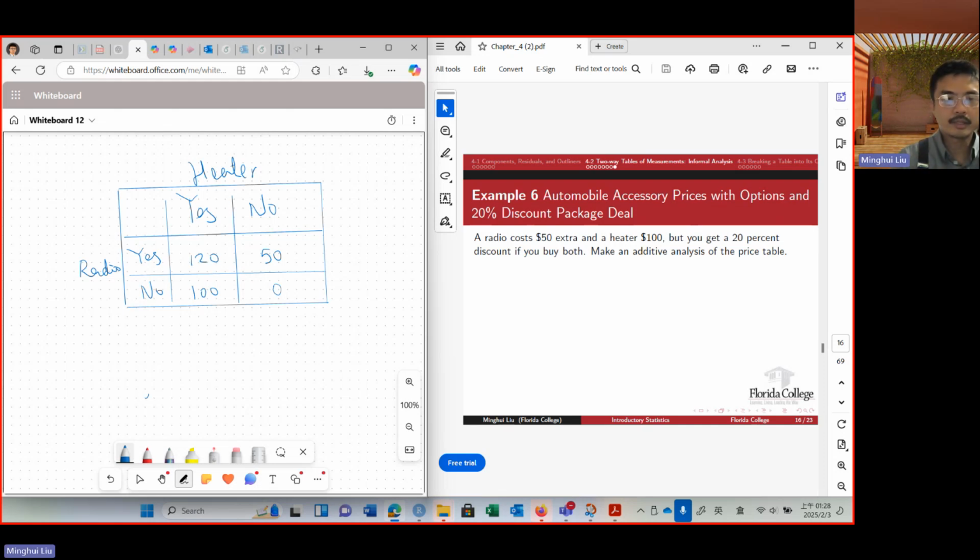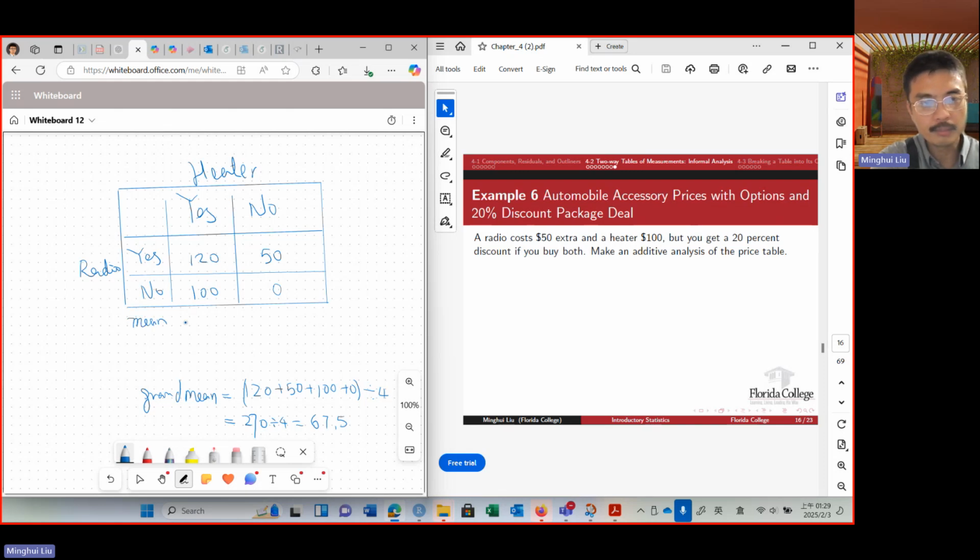So in order to understand the data, let's calculate the grand mean. The grand mean is calculated by adding all those numbers, 120 plus 50 plus 100 plus 0, divided by 4. So all these numbers added together divided by 4, and you're going to get 270 divided by 4, which is 67.5. So on average, you're going to pay $67.5. And also we can calculate the mean of each column.